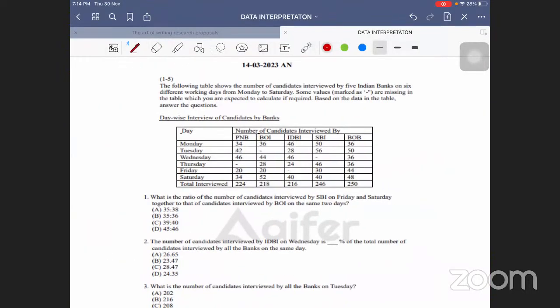So next one is from the 14/3/2023 afternoon batch. It has missing data related sums. In the previous year question papers, 5 to 6 times they ask missing data, where they give some missing data. We need to find that missing data first, then only we can find the answers to the questions.